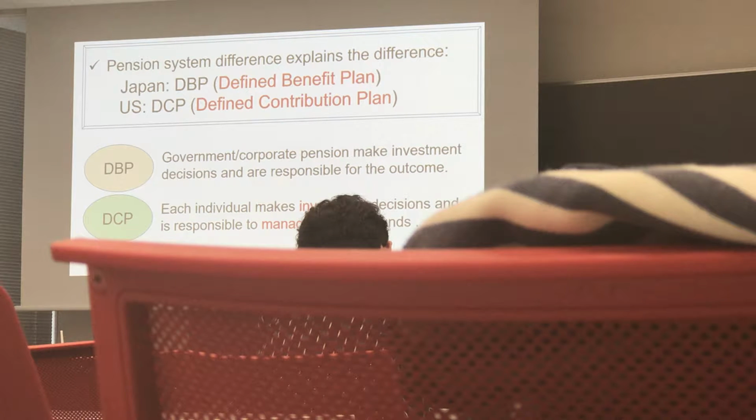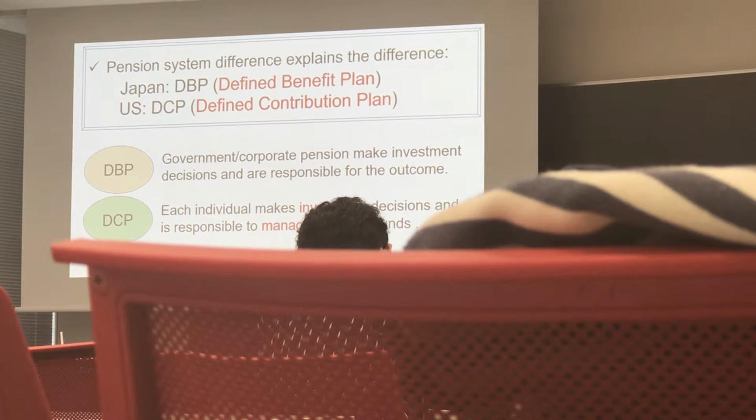This difference in the components of financial assets could be explained by the difference in the pension system. Japan has DBP, or defined benefit plan. So nobody in Japan cares much about the investment because they are not responsible for the decision of how to manage the pension assets. But in the US, DCP, defined contribution plan, is a major pension system. Therefore, US consumers have to be responsible for their investment decisions, how to manage their pension fund.